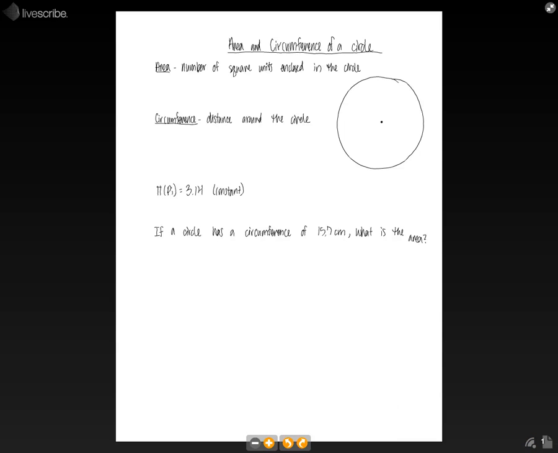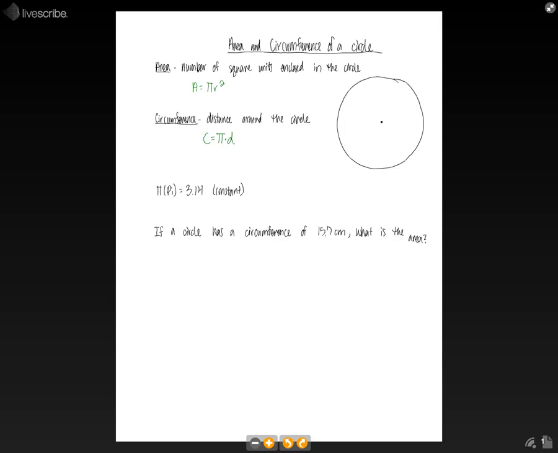In this lesson, we are going to go over the area and circumference of a circle. The area is defined as the number of square units that is enclosed inside of a circle, and the equation that we use is area is equal to pi r squared. The circumference, on the other hand, is the distance around the circle, and the equation for this is the circumference is equal to pi times the diameter.